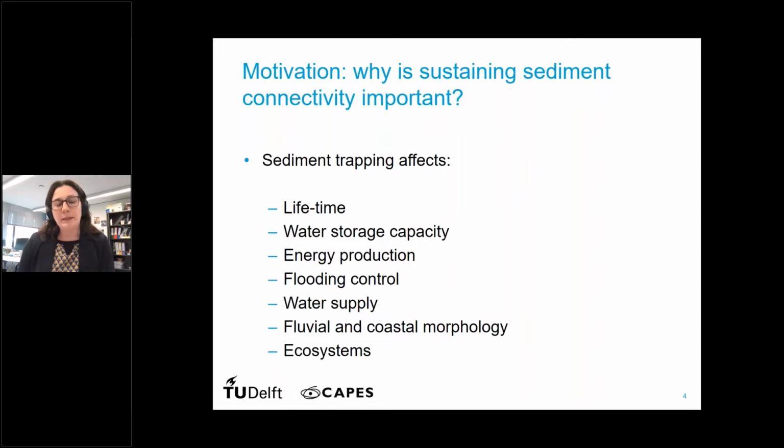Sediment trapping in these structures is the main reason that determines the lifetime of them. It also reduces the water storage capacity and then has a consequence on energy production, flooding control, water supply. It also affects the fluvial and the coastal morphology and has a consequence on the ecosystems.